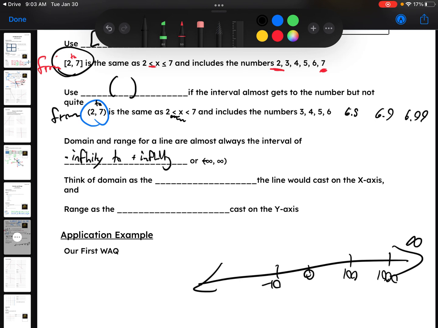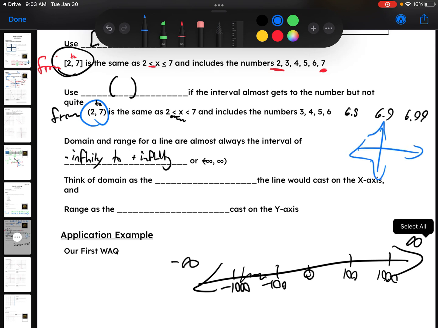Over here, we've got like negative 100, negative 1,000, tons of numbers in between here. And then way over here, we've got negative infinity. So when I say negative infinity, I mean all the small numbers. And when I say positive infinity, I mean all the big numbers. When you're looking at something two-dimensional, like when we've got an axis like this, think of domain as the shadow that the line would cast on the x-axis, and range as the shadow cast on the y-axis.